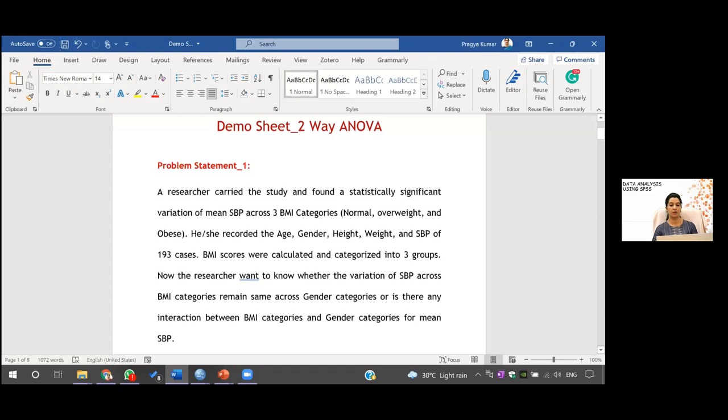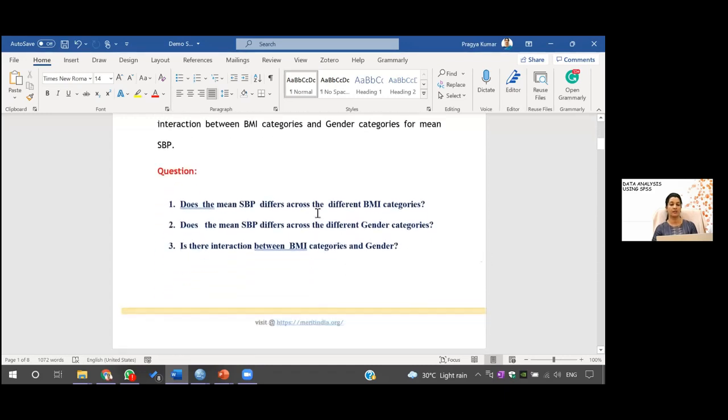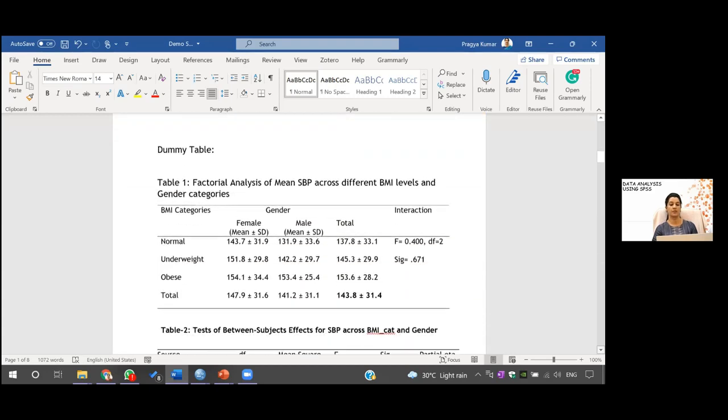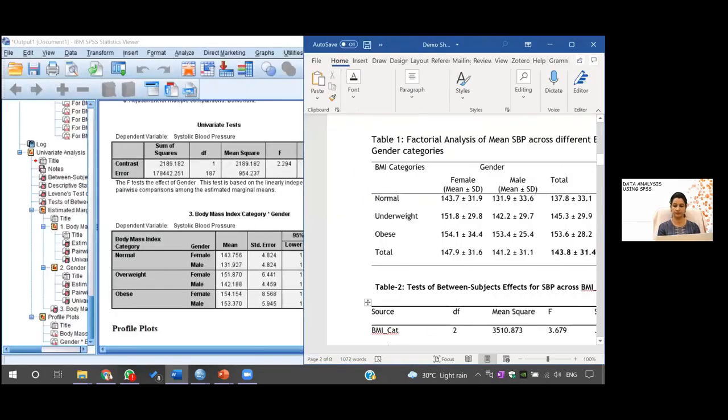So if you come down, the question is, does the mean SBP differ across the different BMI categories? Yes. This also appears different across the different gender categories. And is there any interaction between the BMI category and gender? So the answer of this will be no. This will be yes. So if you go down, this is the factorial analysis of mean systolic blood pressure across different BMI levels and gender category.